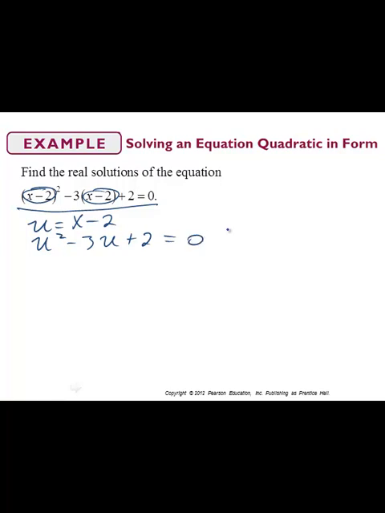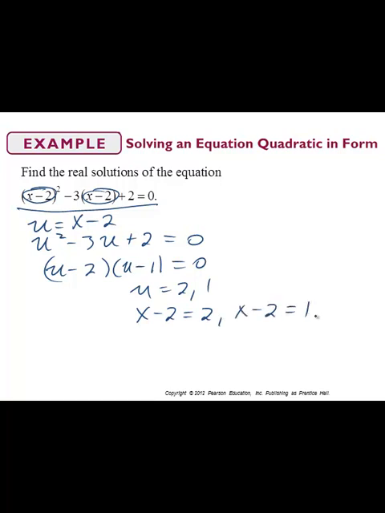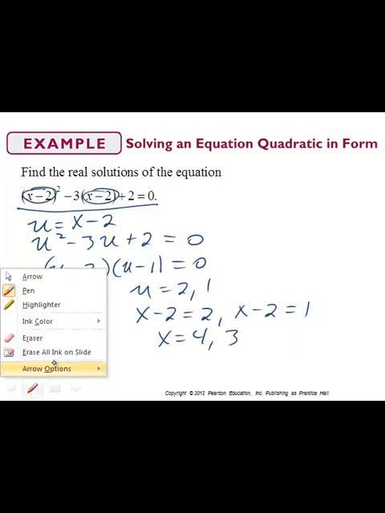And now that looks like a more recognizable quadratic equation, which you could solve: u minus 2 times u minus 1 is equal to 0. That means u is equal to 2, or u is equal to 1. That means that x minus 2 is equal to 2, or x minus 2 is equal to 1, which means that x is either equal to 4 or 3. Okay, so that's how you do that problem.